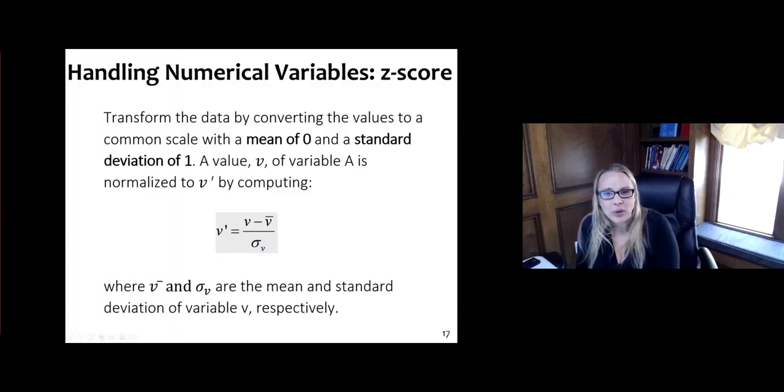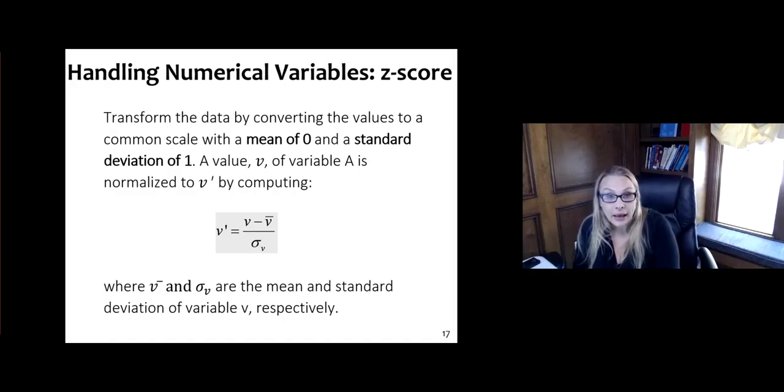So in handling numerical variables and to normalize them, how do we do that? We're going to transform the data by converting the values into a common scale with a mean of 0 and a standard deviation of 1. This is the z-score. What the z-score tells us is how many standard deviations from the mean the observation is within the distribution of the observed values. We do that by computing this normalized variable: taking the variable minus the mean and dividing it by the standard deviation of that variable.